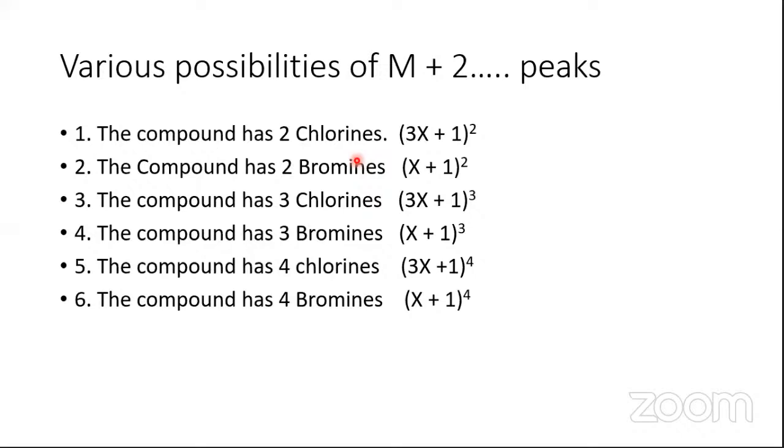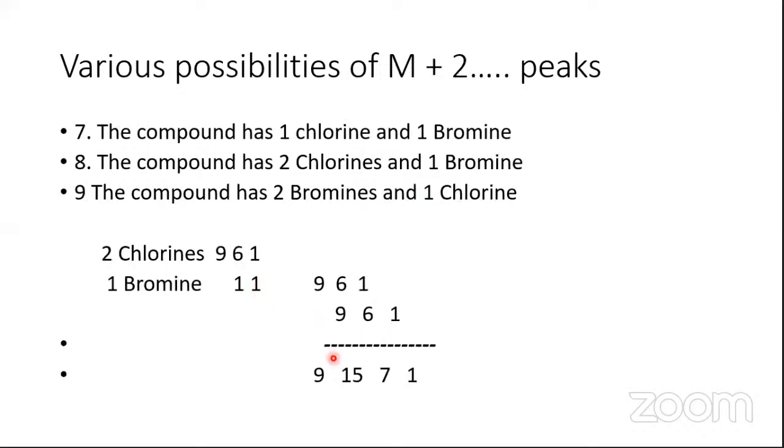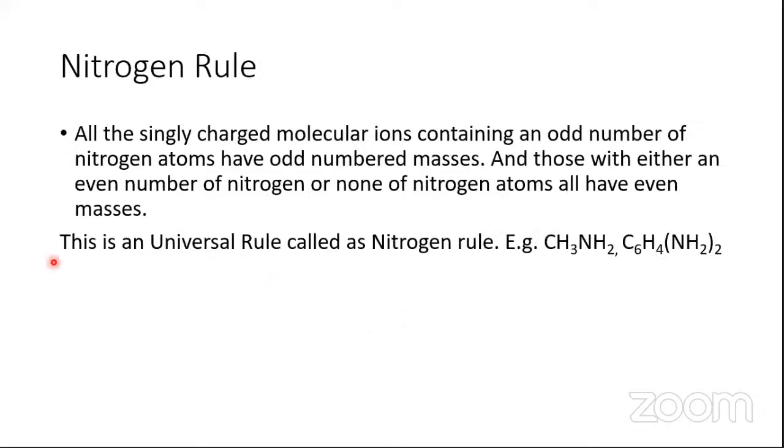Okay. So here I have shown you one example. If I have 2 chlorines and 1 bromine in a compound, how they will look like, and you will get 9:15:7. So I'm not going into details about the structure. Now, the compound definitely has one nitrogen or an odd number of nitrogens.